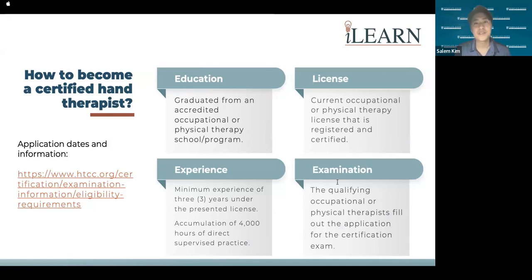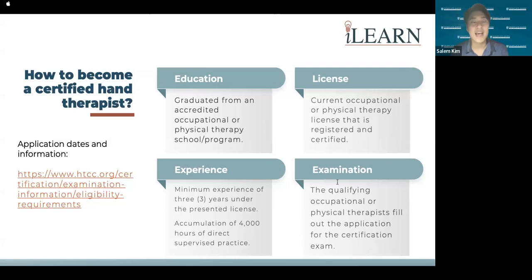First, you need to graduate from an accredited occupational therapy or physical therapy school or program. And you must be registered and licensed occupational therapist or physical therapist, meaning you have to pass the board exam. After that, an individual must have minimum of 3 years of experience under the license of either OT or PT.